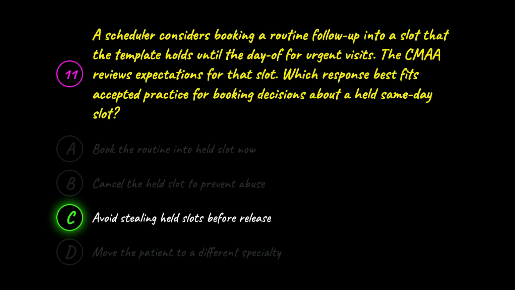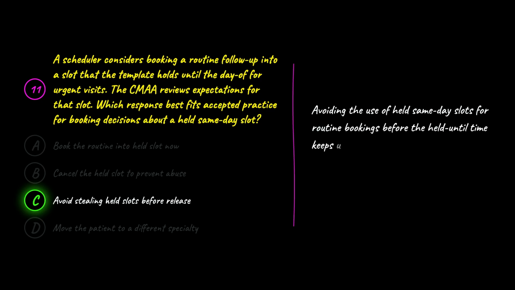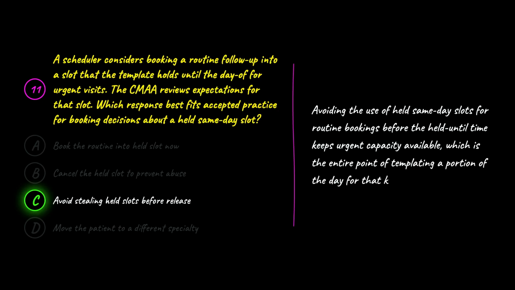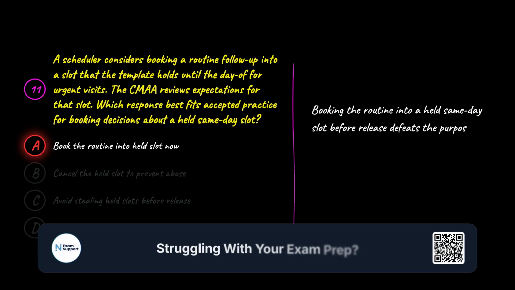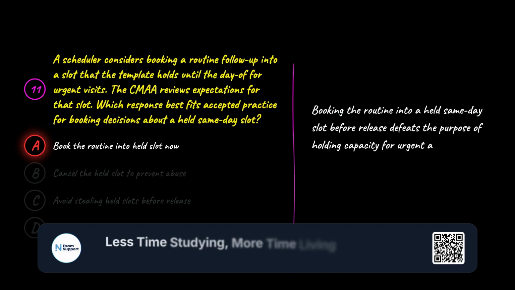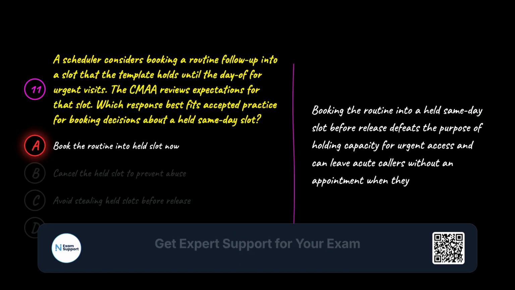The correct answer is C. Avoid stealing held slots before release. C is correct because avoiding the use of held same-day slots for routine bookings before they're released keeps urgent capacity available, which is the entire point of templating a portion of the day for that kind of demand. A is wrong because booking the routine into a held same-day slot before release defeats the purpose of holding capacity for urgent access and can leave acute callers without an appointment when they call later.